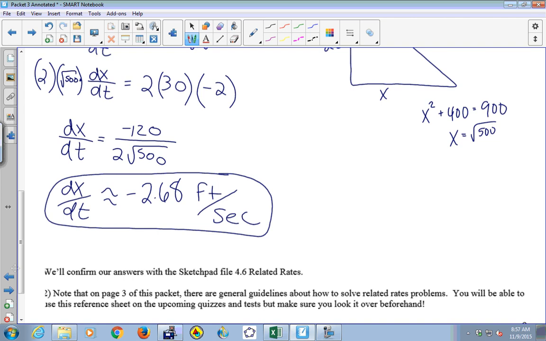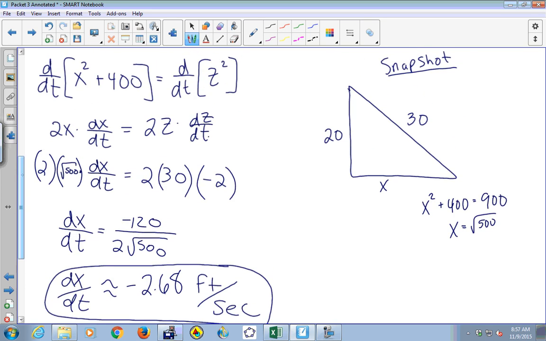What do you think? I see the 900 in the equation. I squared 30. Right, okay.